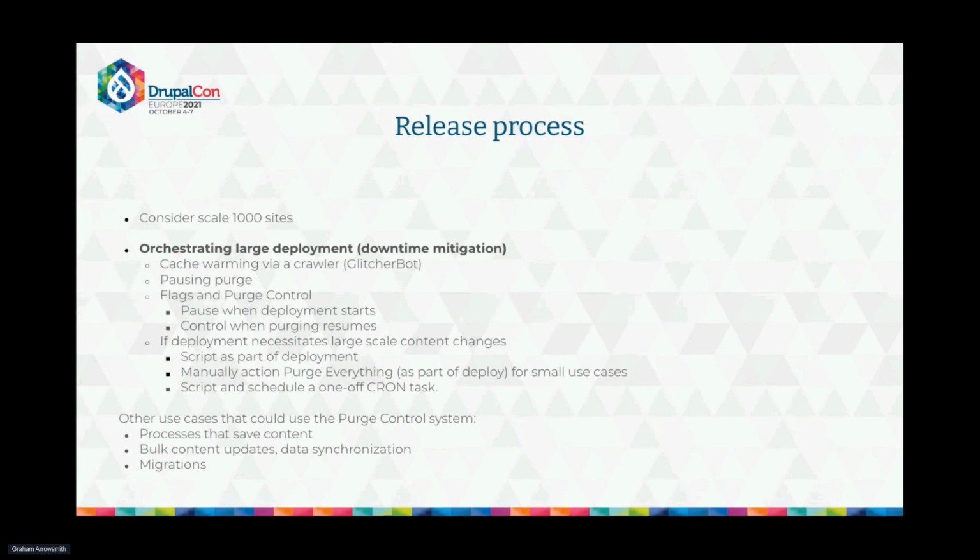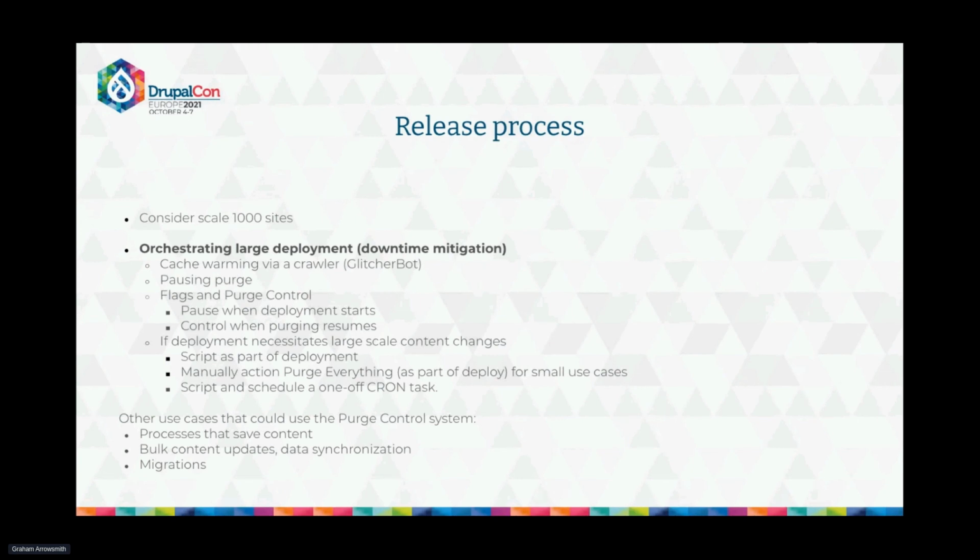Or we could script and schedule a cron task to switch back on the purging mechanism via the nightly schedule, or switch it on for sites that haven't, say, got any post-deployment issues. So the purge control system allows us to pause purging when we've got bulk processes that save a lot of content, bulk updates. We've got data synchronization with external systems that may create a lot of changes, or migration.